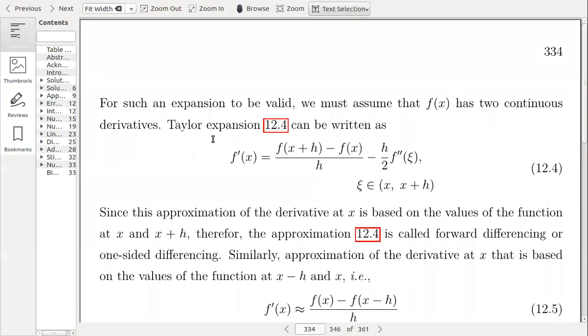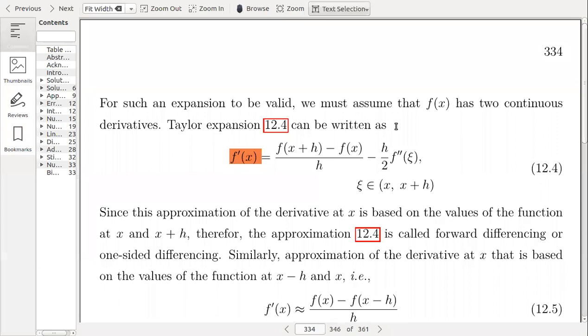For such an expansion to be valid, we must assume that f of x has two continuous derivatives. So we have to suppose that the first derivative of the function exists and also the second derivative of the function exists. That is why we must assume that f of x has two continuous derivatives.